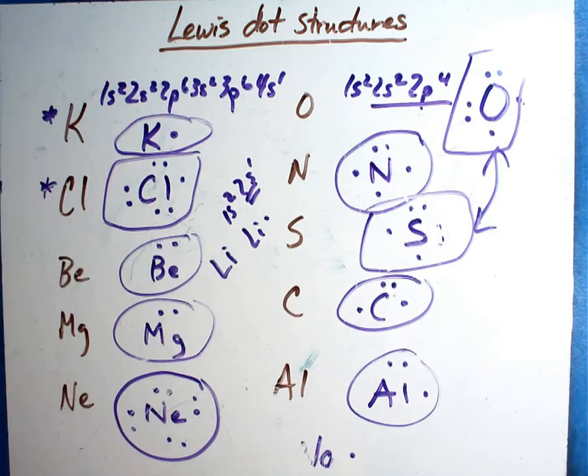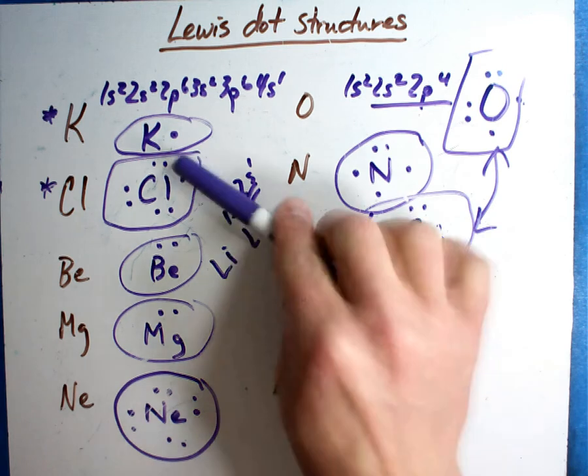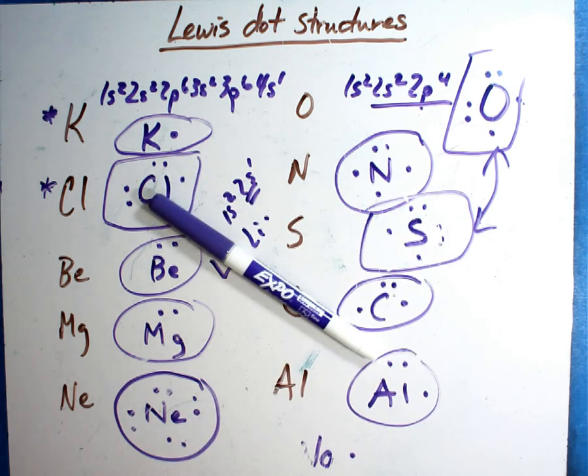So hopefully you got these valence electrons right and you got the Lewis dots. In the next video we're going to see how we start using these things to make compounds. You're doing great. Keep it up.